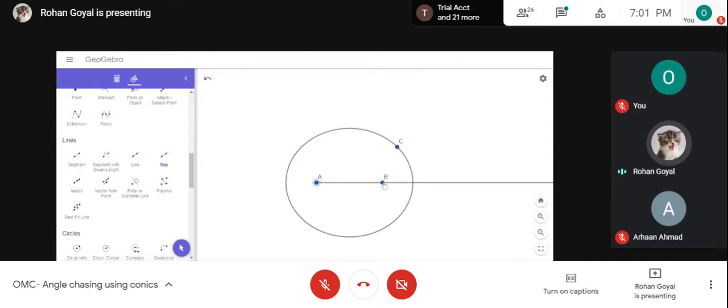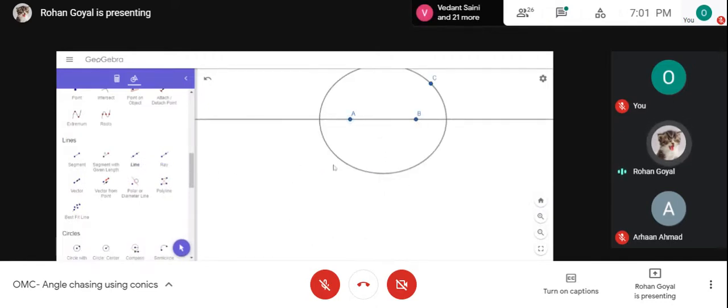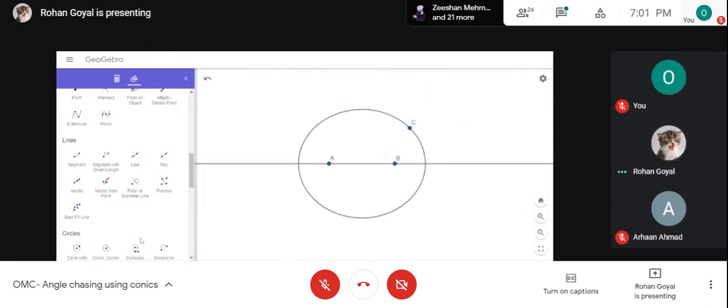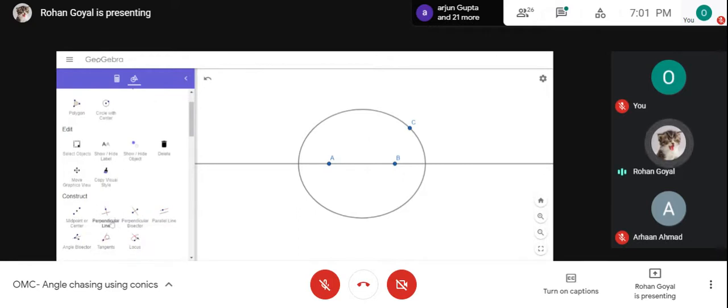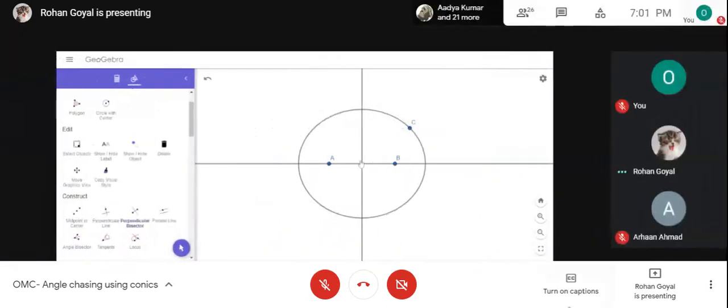This line AB is called the major axis of the ellipse. And you can see the ellipse is symmetrical along its perpendicular bisector as well, right? So it's called the minor axis. These are the two axes of symmetry of the ellipse: the major axis and the minor axis.